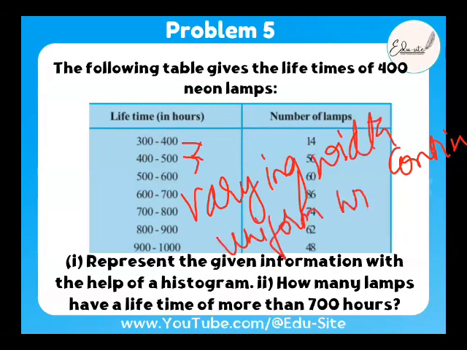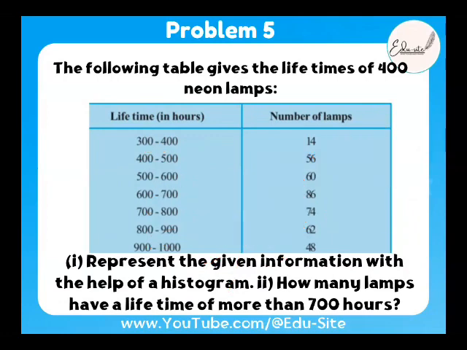Check whether it is a uniform width or varying width. Look here: 100, 100, 100, 100, 100, 100, 100. Uniform. Is it uniform or varying? It is uniform. Excellent. It is a uniform width. So we do not have any problem now. We do not need any construction.